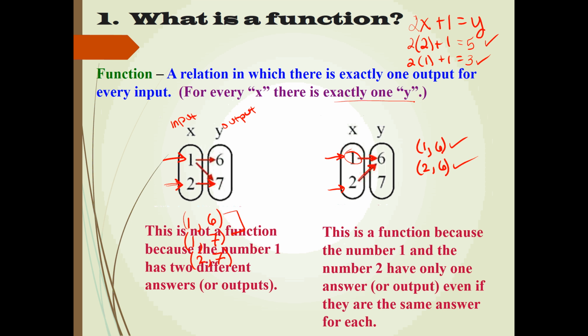So this is a function because the number 1 and the number 2 have only one answer when they go in. Even if that answer is the same, that qualifies as a function. So when we're looking at a set of data in a map or table, we'll see if the x's repeat. If the x's repeat and have different y's, that will indicate that we do not have a function. If the x's never repeat, then we have a function.